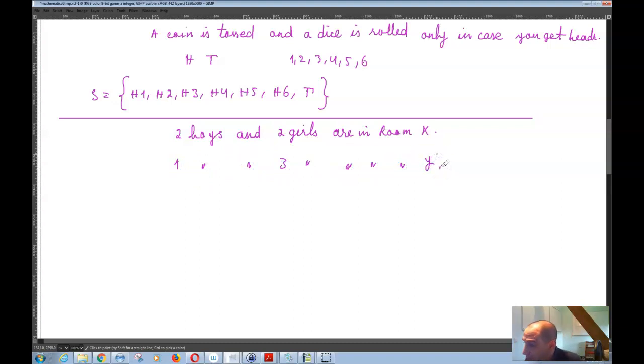Now specify the sample space for the experiment. So now you want to create a sample space for the experiment.